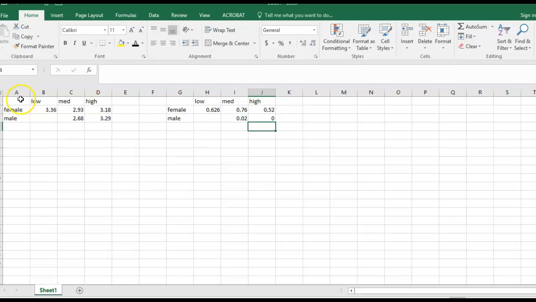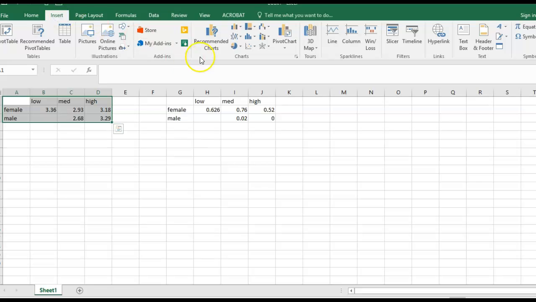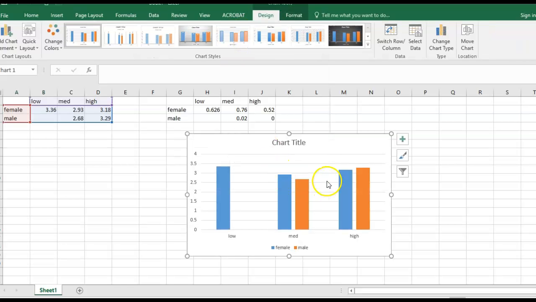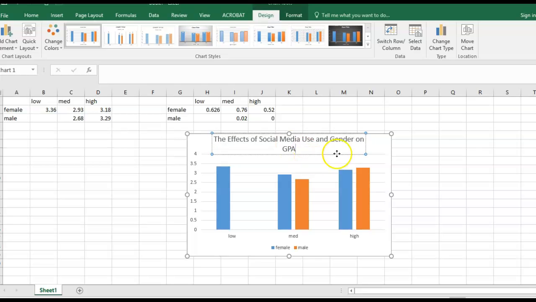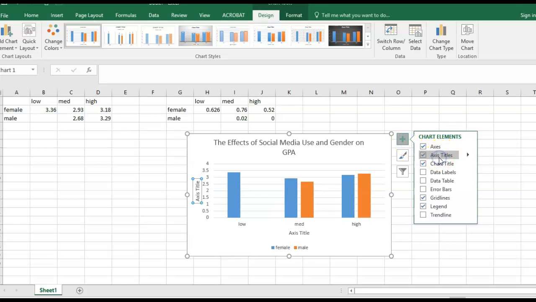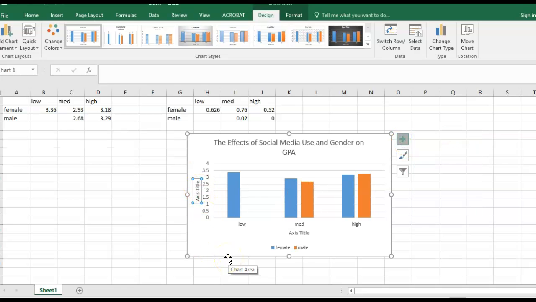Okay, so how do I make the graph now? Go back over to the means, because that's what you want to report. Click Insert, scooch over here by Recommended Charts. Actually move over here to the first one, choose the 2D column, and then just plop it in here. My chart title is The Effects of Social Media Use and Gender on GPA. And I need to add an axis title here. I'm going to hit a plus and put an axis title. And then I'm just going to type in here GPA to change this axis title.